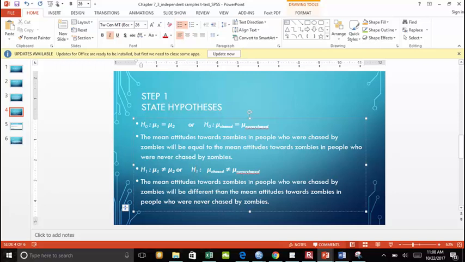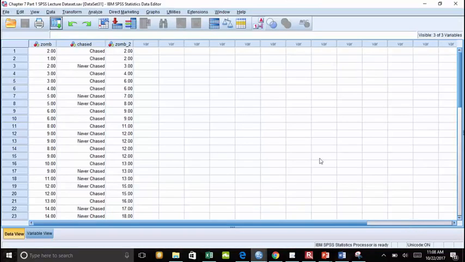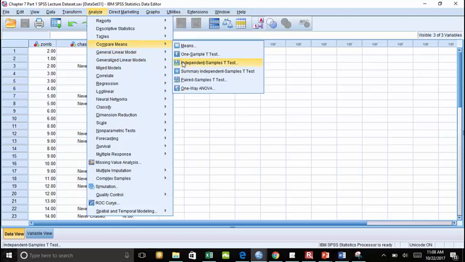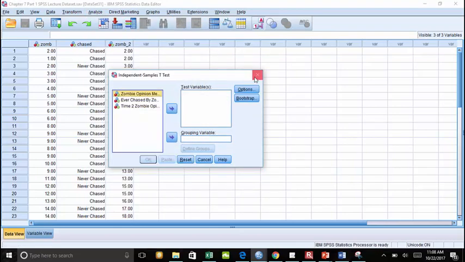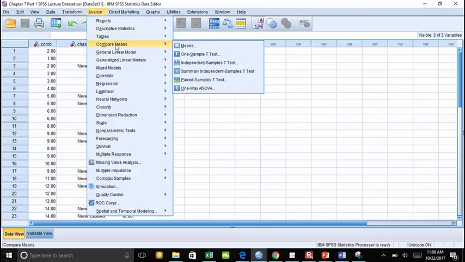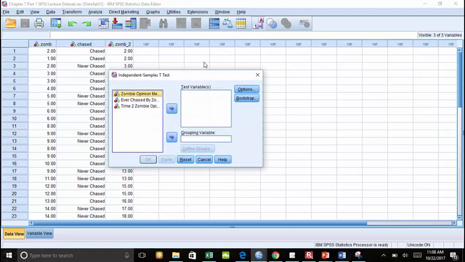Okay, so now it's time to run our t-test. Let me go over here real quick and reset the whole thing. Okay, so we've got our data. We go to Analyze, Compare Means, Independent Samples t-test. So we're comparing means of two groups, and they are independent groups, different people in each group, so it's an independent samples t-test. The group variable, in this case, excuse me, that is my cell phone.